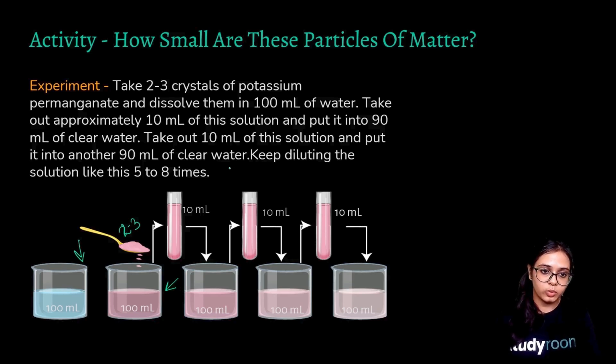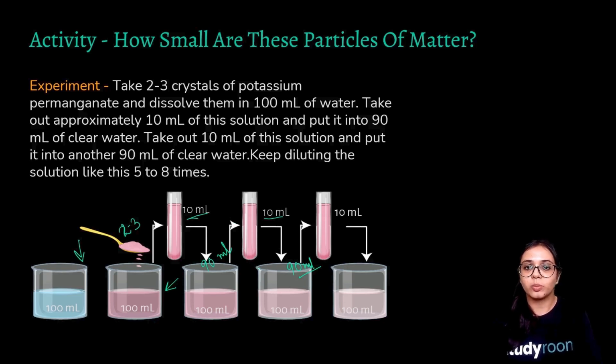Now from this solution we have taken 10 milliliter and we have added this 10 milliliter of potassium permanganate solution to 90 milliliter of clear water, clear blue water that we had taken earlier. Again, we have extracted 10 milliliter from this and we have again added this 10 milliliter to 90 milliliter of clear blue water. What do we observe? We observe that each time that we extract 10 milliliter and add it into 90 milliliters of clear water, we are getting a potassium permanganate solution. Yes, but the color of the pink potassium permanganate is decreasing.